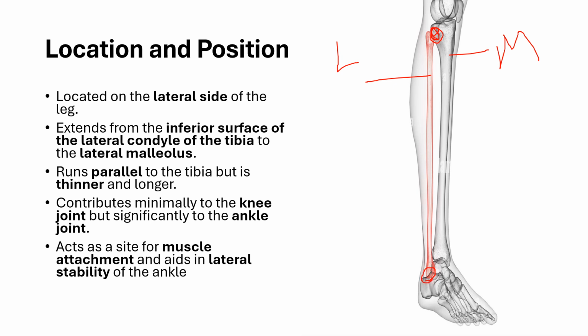Unlike the tibia, the fibula is thinner and plays a minor role in weight bearing. Its primary function is to provide attachment for various muscles and contribute significantly to ankle stability. Understanding its precise position is crucial for identifying fractures, nerve injuries, and surgical approaches in clinical practice.